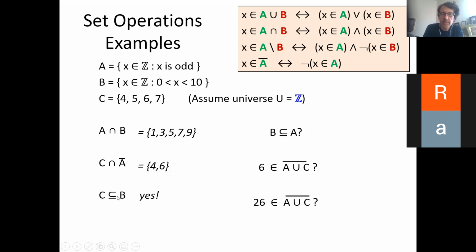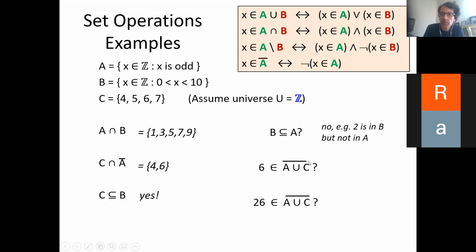Is C a subset of B? Yes, it is, because every integer that satisfies this predicate, that is a member here, also satisfies this one. It's a member of B. Is B a subset of A? No. Not everything that is in here is also in here. There are numbers that satisfy this predicate but do not satisfy this one. There are even elements in this range: 2, 4, 6, and 8.